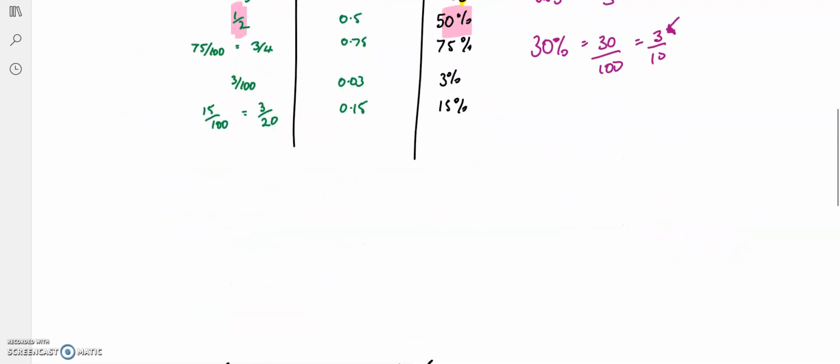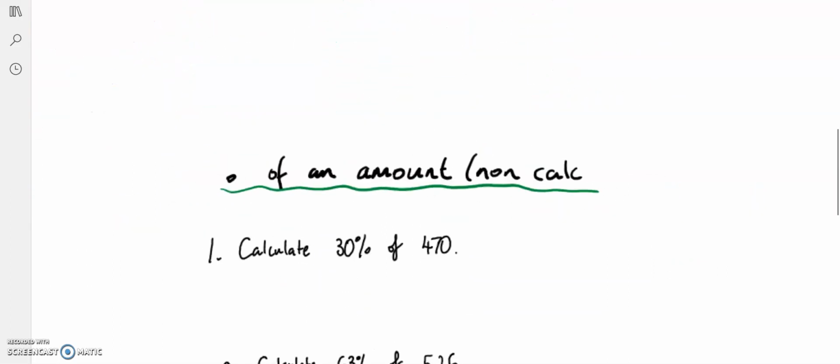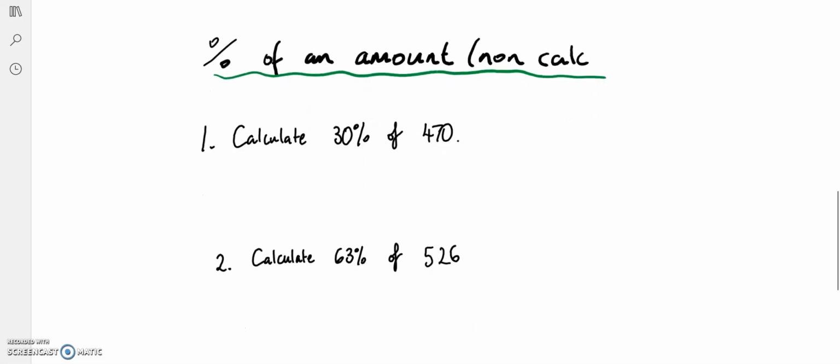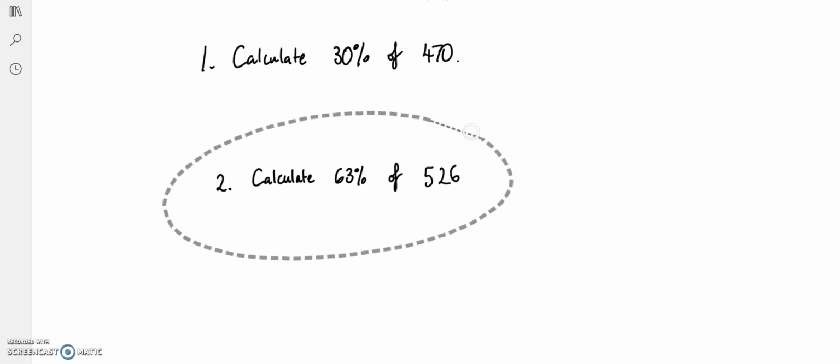Okay, so we're now going to have a look at how to calculate the percentage of an amount. Okay, and we're going to do this to start off with initially without a calculator, so non-calc.